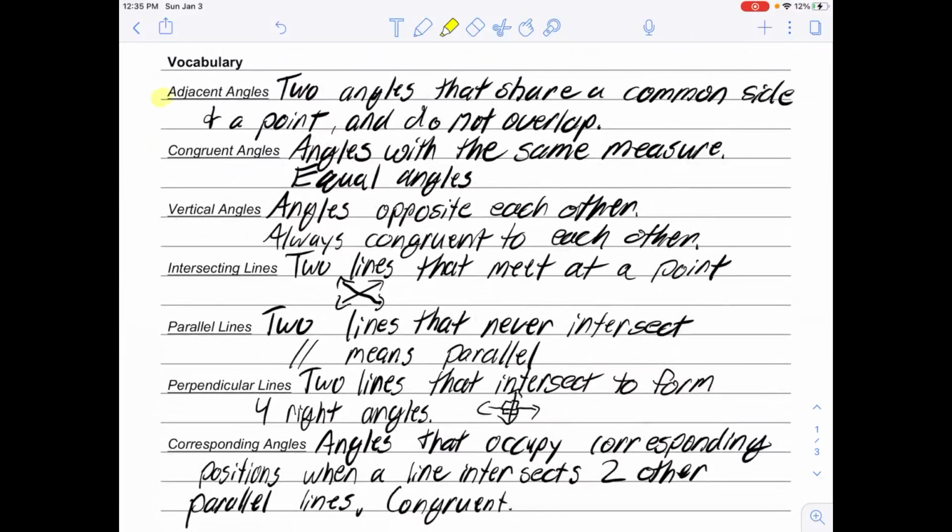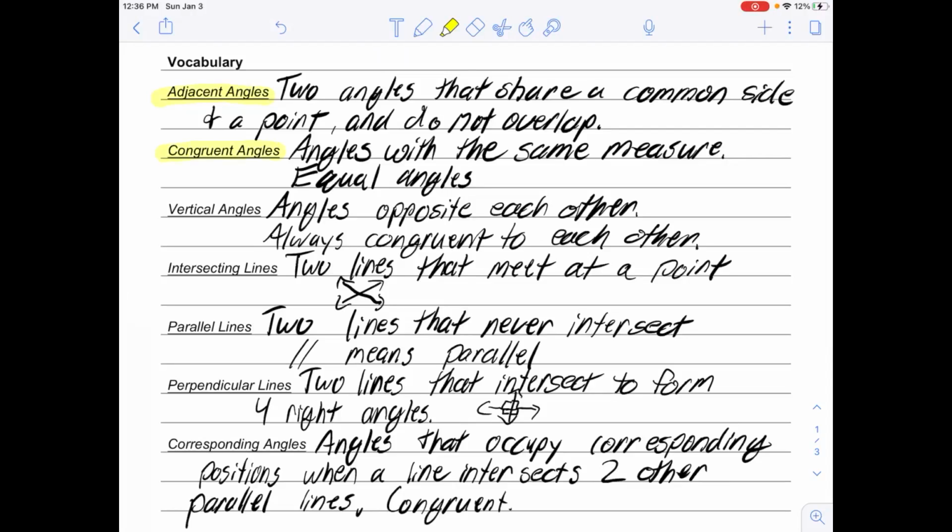So our first word is adjacent angles. Adjacent angles are two angles that share a common side and a point and do not overlap. As we're going through this, we're going to be drawing some pictures, but first we're going to get all of this written down. So don't worry too much if you're like, oh man, what does that mean? I'm going to be drawing examples of all of those down below here once we finish the vocabulary.